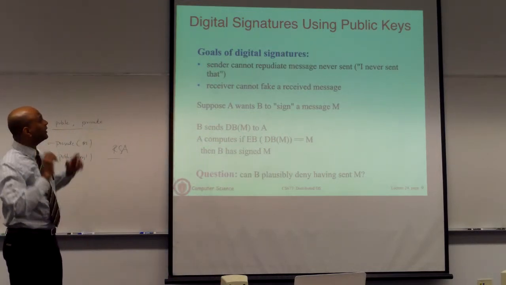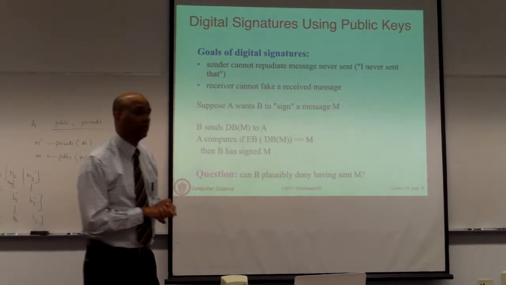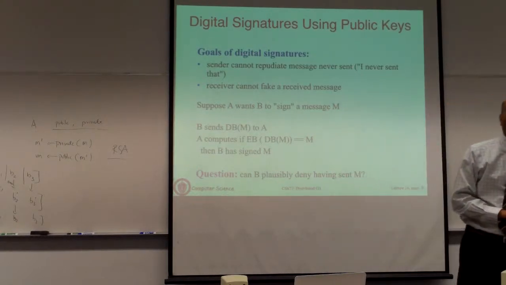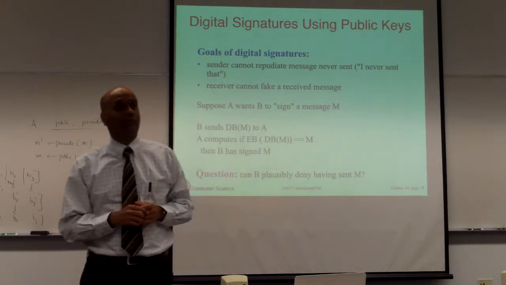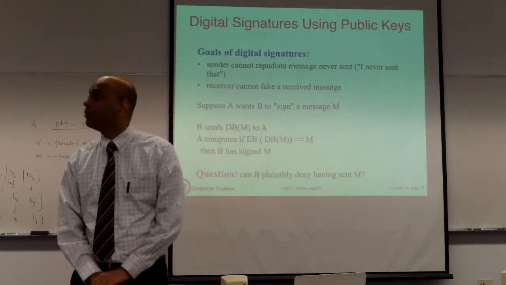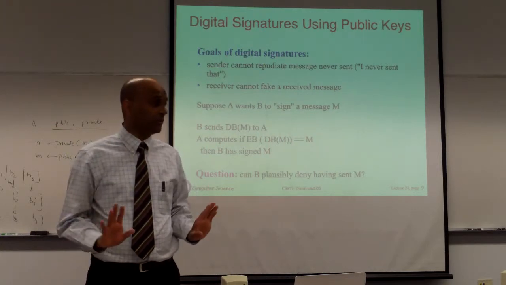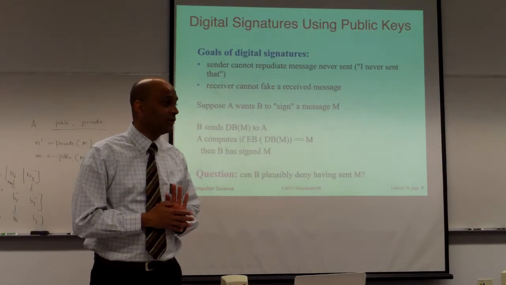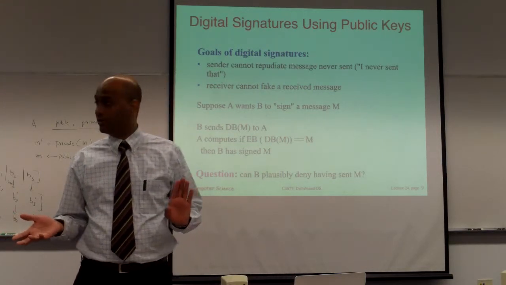So let me now talk a little bit about digital signatures using public key. The goal of a digital signature is to sign a document using an electronic key, just as you sign a piece of paper. You want a digital signature that you can assign to an electronic document, which serves the same purpose: somebody can verify it's your signature and that you actually signed it, and once you sign it, you can't claim that you did not sign it.